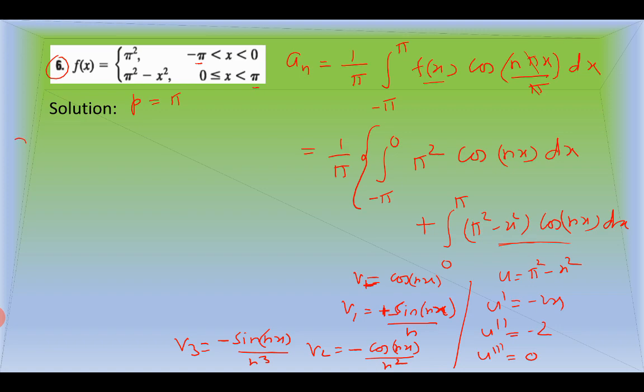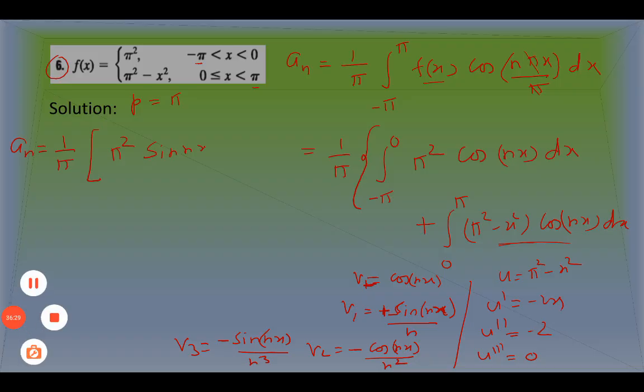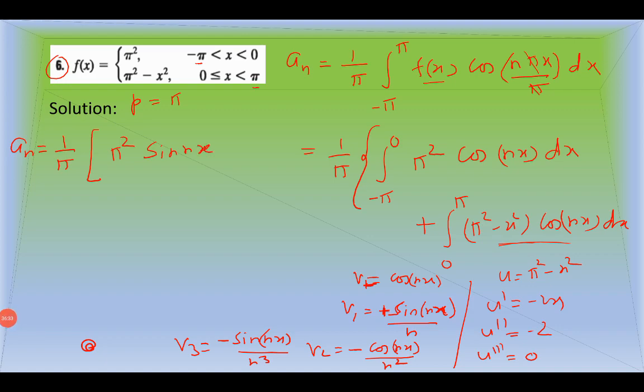Therefore the formula for second, we will write everything here. And first integration outside is 1 by pi. First integration will give you constant pi square as it is. Cosine will give you sin nx over n, this integration, isn't it? And the limit will be from negative pi to 0. When sin nx is there, negative pi and 0 both will give you 0, isn't it?